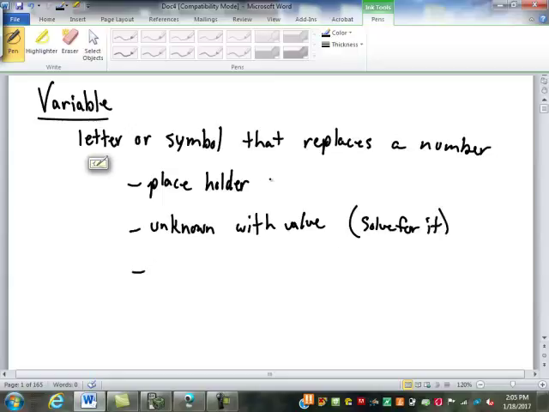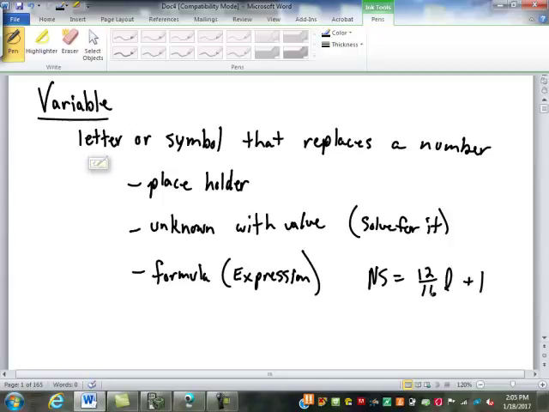And it can be used as a formula. Often the technical mathematical term for this is an expression. So you might have something like the number of studs required to build a wall is 12/16 times the length of the wall plus 1. That's if you're doing 16 inches on center. So those are formulas waiting for numbers to be put into them. Once you put in the length of the wall, that formula tells how many studs are required. And we're going to look at some of those applied formulas for construction once we get some of the basics down.